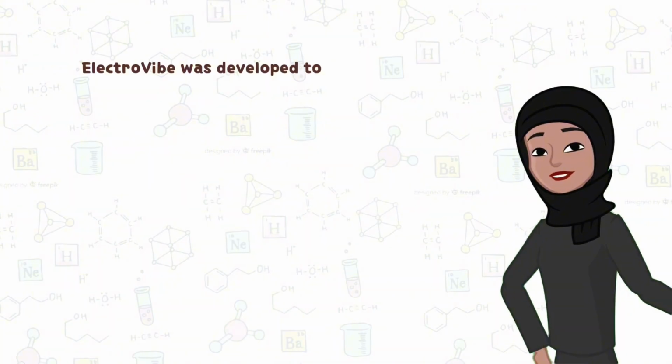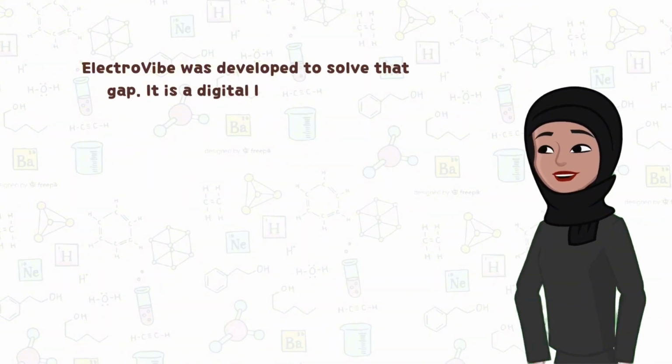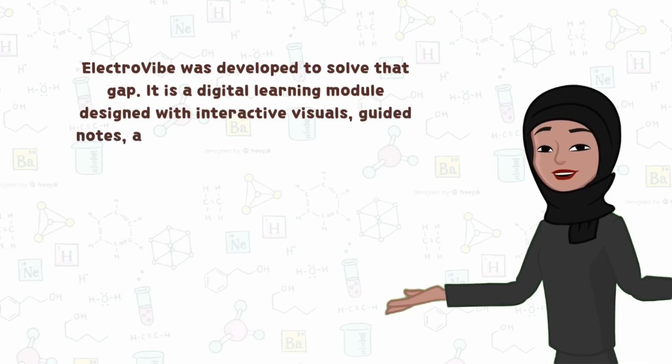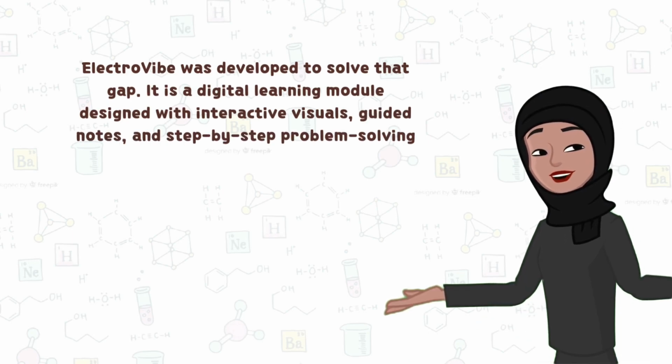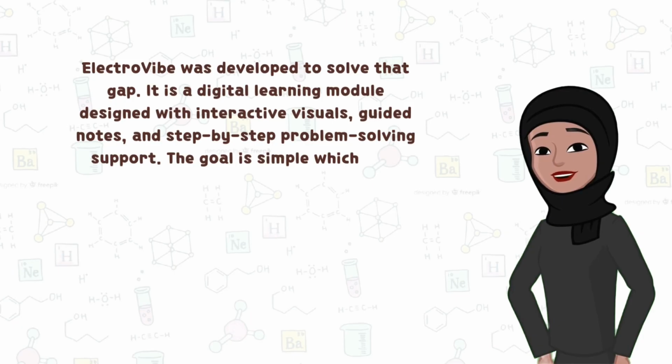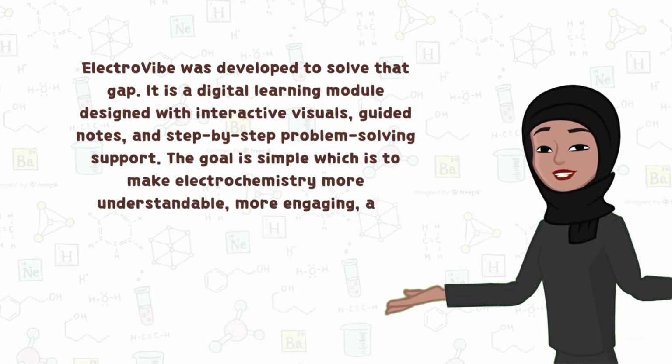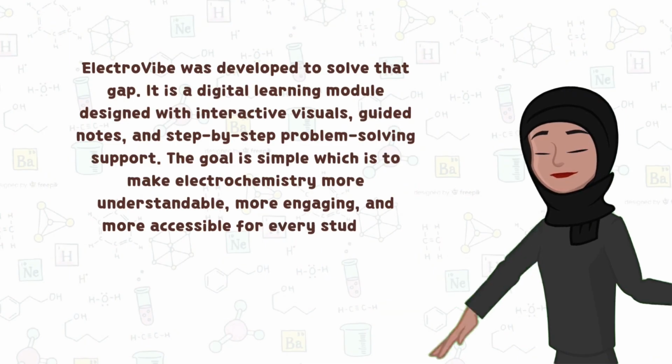Electrovibe was developed to solve that gap. It is a digital learning module designed with interactive visuals, guided notes, and step-by-step problem-solving support. The goal is simple, which is to make electrochemistry more understandable, more engaging, and more accessible for every student.